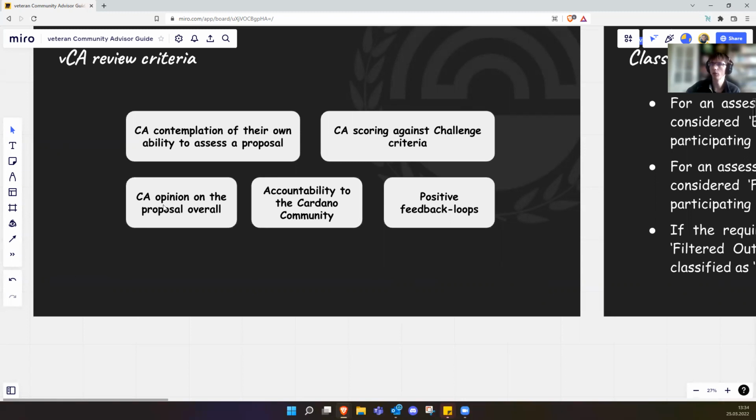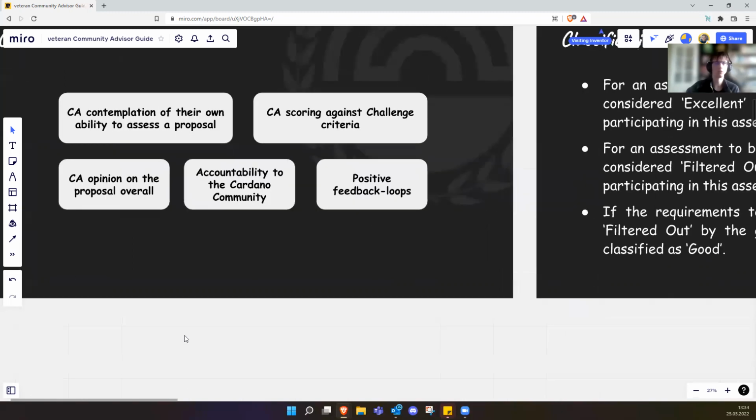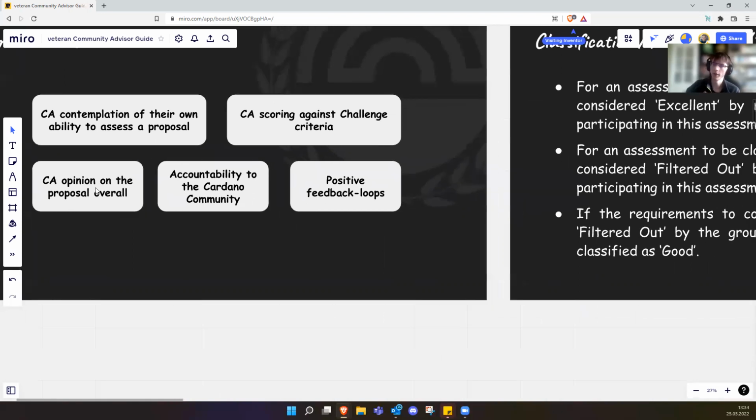Third, the CA's opinion on the proposal overall. So, what feeling they have and how impactful it is, in their own words.